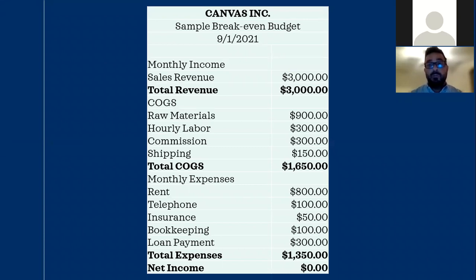So when you look at this, how much is your net income? Basically, what you have left over, 0. So in this example, you have done your break even. You know you need to sell 300 units at $10 to be able to cover all of this, right? So if you sell 330 units at $10, then that will be 330 times 10, that's $3,300. So then this amount will increase by $300 in terms of revenue, right?